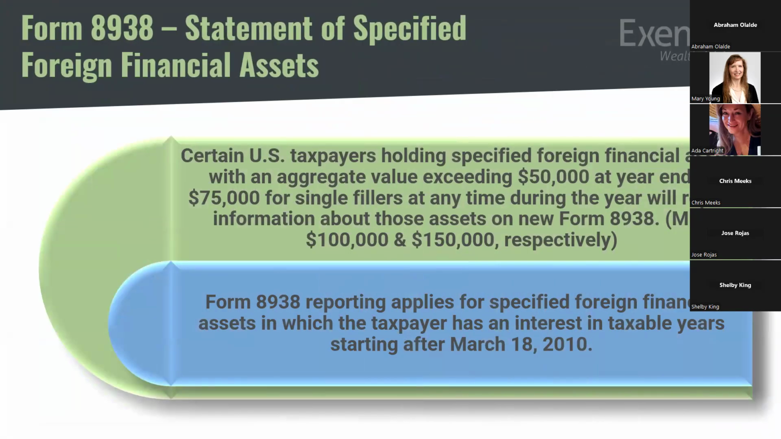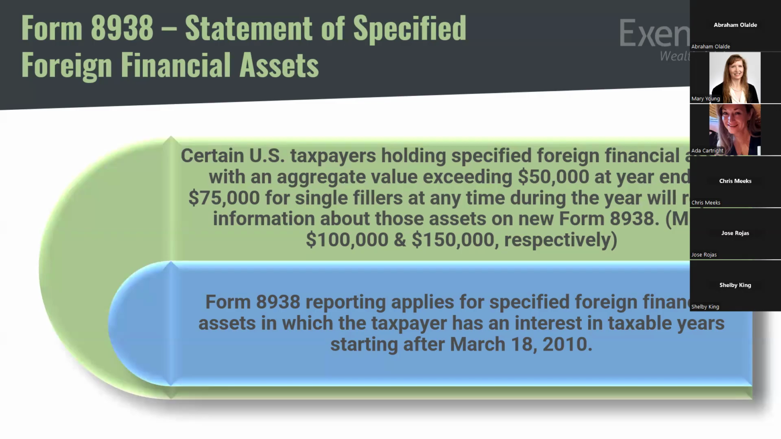Okay, now we're going on to the requirements for Form 8938, Statement of Specified Foreign Financial Assets. And this is like the FBAR, but the thresholds are higher. So certain taxpayers holding specified foreign financial assets with an aggregate value exceeding $50,000 at year end. So it's aggregated accounts, and it can be one or multiple accounts. If at year end they reach $50,000, you're required to file it, or $75,000 any time during the year.